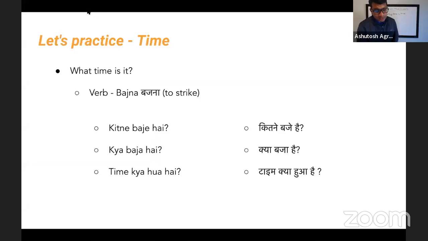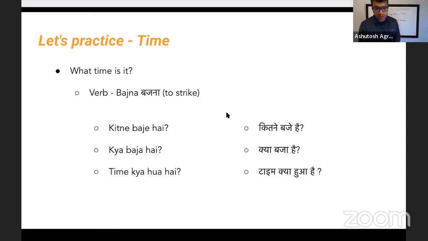Okay, so with that in mind, the very basic thing, and I'm going to give you some vocabulary. Some of you requested that I write in Devanagari as well, so here it is. The very first thing you want to know is the very important word called bajana. Okay, bajana is used as a verb, which means to strike. And the very first sentence that you would come across, that you see on my slide, is what time is it? That's what you would typically ask in English.